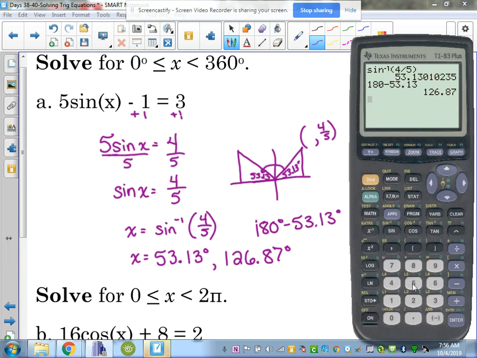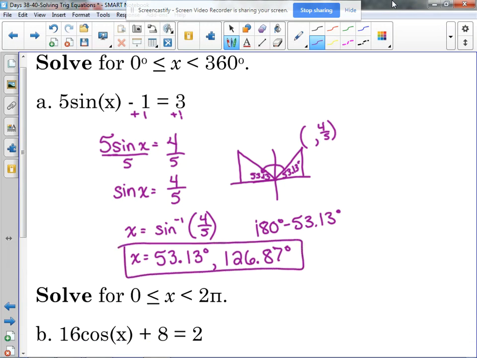Check it. Go back to the original. 5 sine of 126.87 minus 1. Now, this is an approximation, I had to round, so it's not going to give me exactly 3, but it's pretty close, right? 2.99999. That's really close to 3. And a similar thing would happen when I plug in the 53.13. If I took that exact answer from the very beginning up there, it would give me exactly 3. But because I rounded, it's just going to be really, really close to 3. Okay?